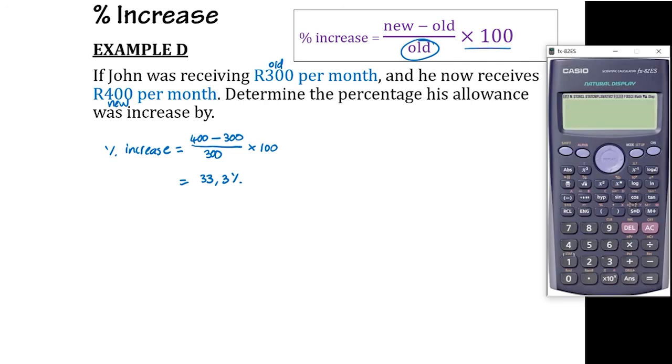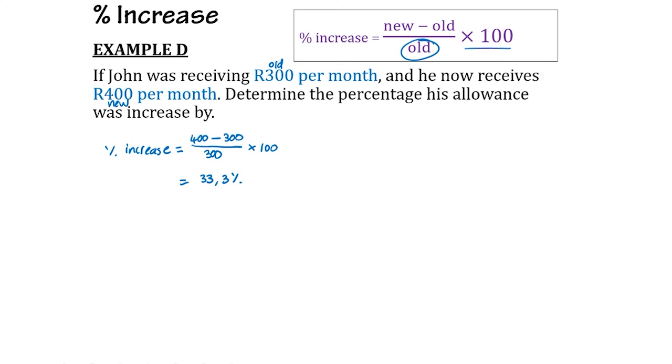How would we check this answer? If we took his original amount of money and we multiplied it by 133.333%, out of 100, we should get something very close to 400 Rand. There we go. So always check your answer with these percentage increases in case you forgot to divide by the old amount. You're going to get a very different answer here.